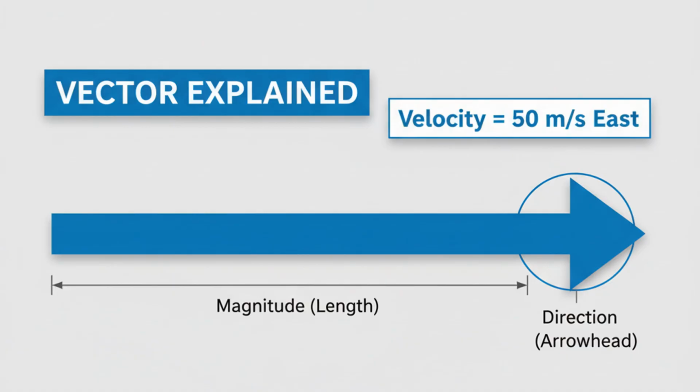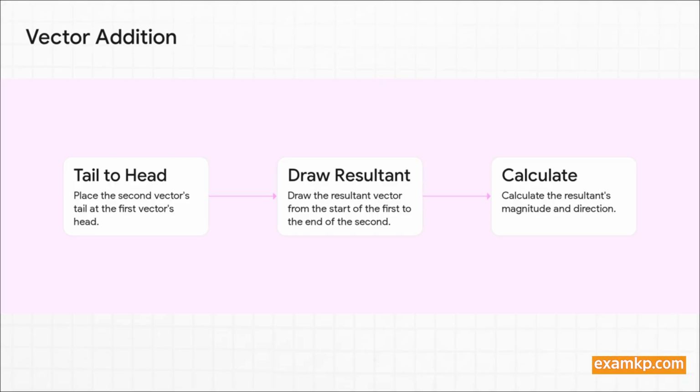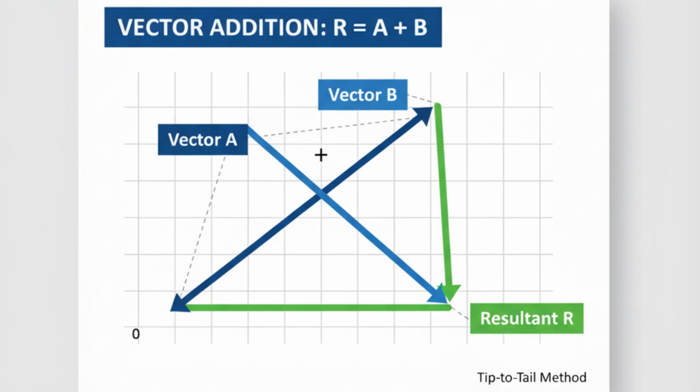So how do you add two vectors? Well, you just chain them together. It's called the head-to-tail method. You take the start of your second vector, its tail, and stick it on the end of the first vector, its head. The final answer, what we call the resultant, is just the shortcut. It's the one single arrow that gets you from the very beginning to the very end.